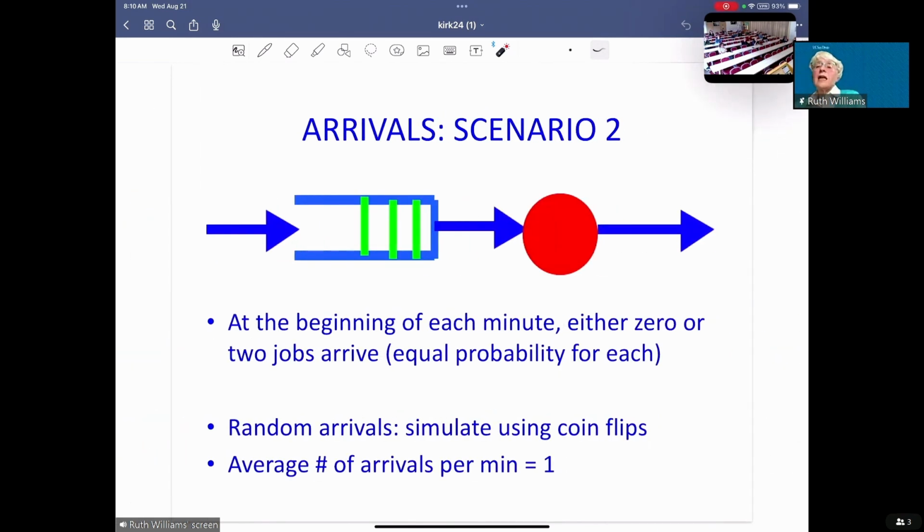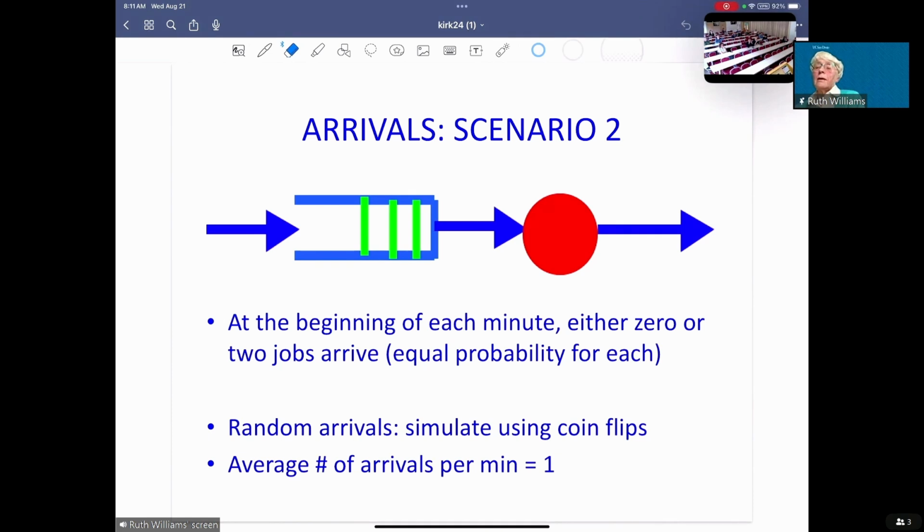So for a second scenario, let's keep the reliable server, but now at the beginning of each minute, either 0 jobs arrive or 2 jobs arrive, and they go into the queue. And those events happen with probability of half each. So it's equally likely that 0 jobs arrive or 2 jobs arrive. Then you can simulate this using coin flips, for example. And on average, there'll still be 1 arrival per minute. But now there's some stochasticity to those arrivals.